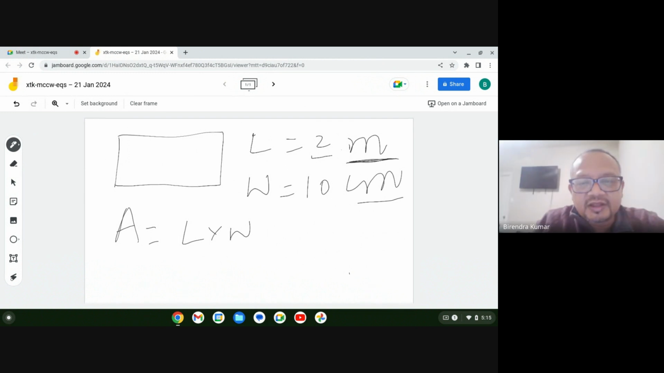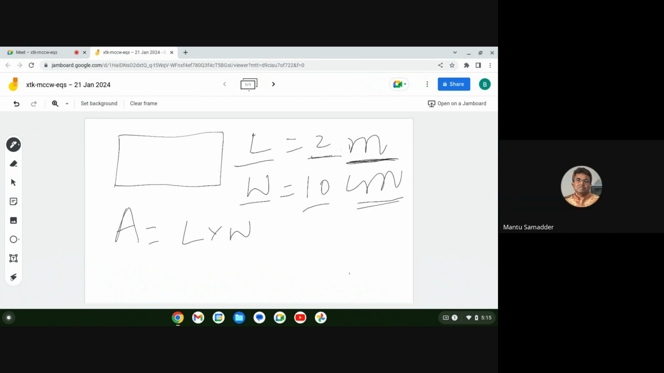So Mitran, I am tricking you guys, right? I said that my length is 2 meter and width is 10 centimeter. Find out the area. What will be the area? I'm at 20s. There's literally no meter, no unit sign. There are no same unit sign. Yeah, so that doesn't make any sense.